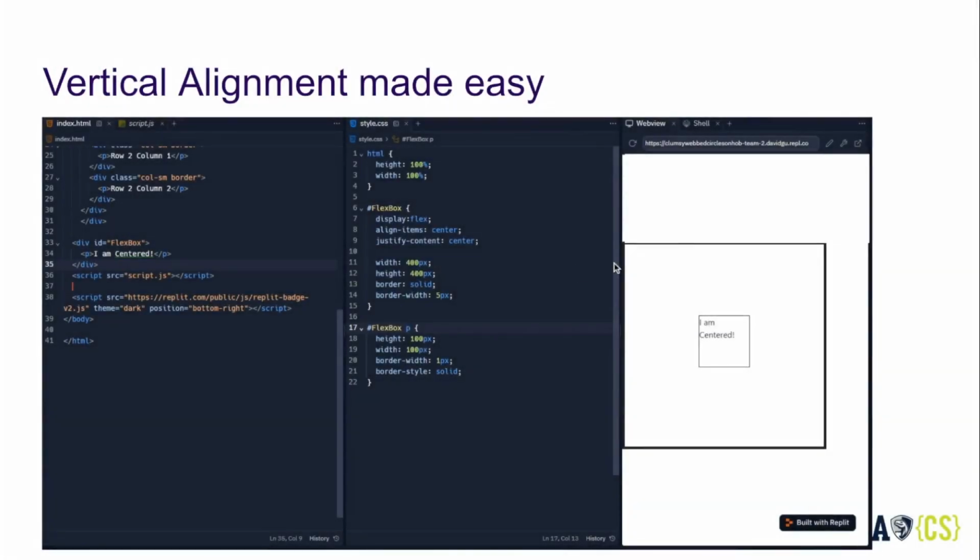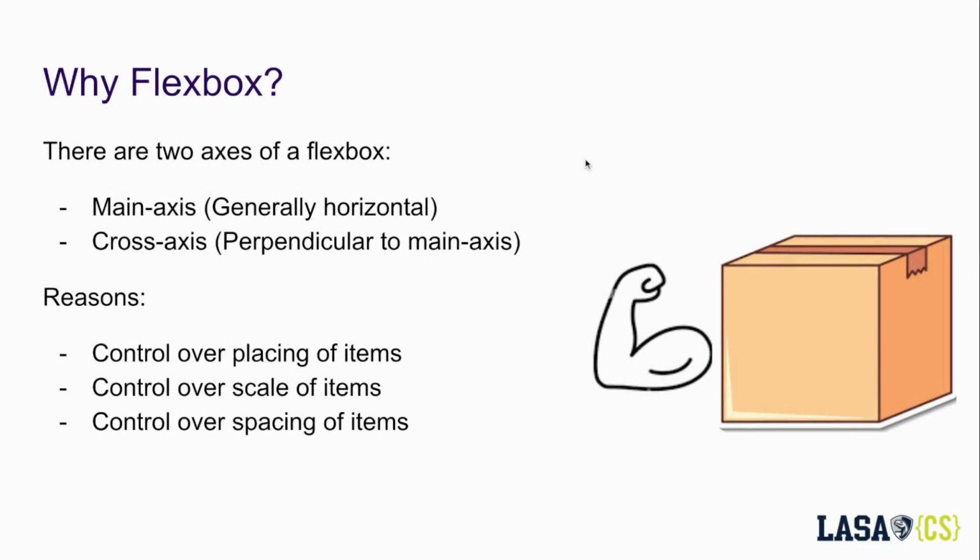So here is a really cool example about why flexboxes are really useful. Before flexboxes, vertical alignment was really hard. But after the creation of flexbox, you can see that with just a very few lines of code, I was able to center the box inside of this massive flexbox. Yeah, so this is why flexbox.